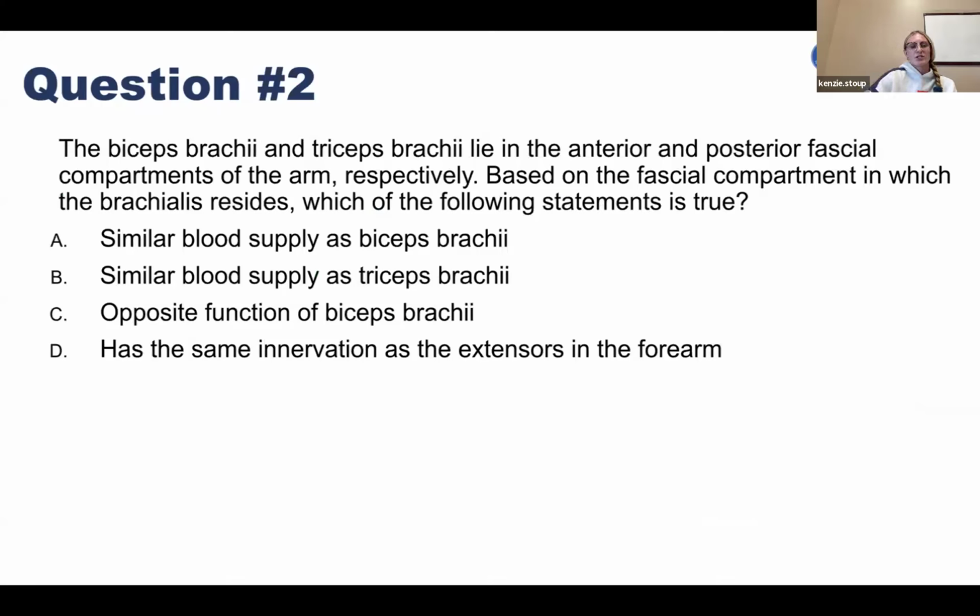And then here for question 2, it says the biceps brachii and the triceps brachii lie in the anterior and posterior fascial compartments of the arm respectively. Based on the fascial compartment in which the brachialis resides, which of the following statements would be true?